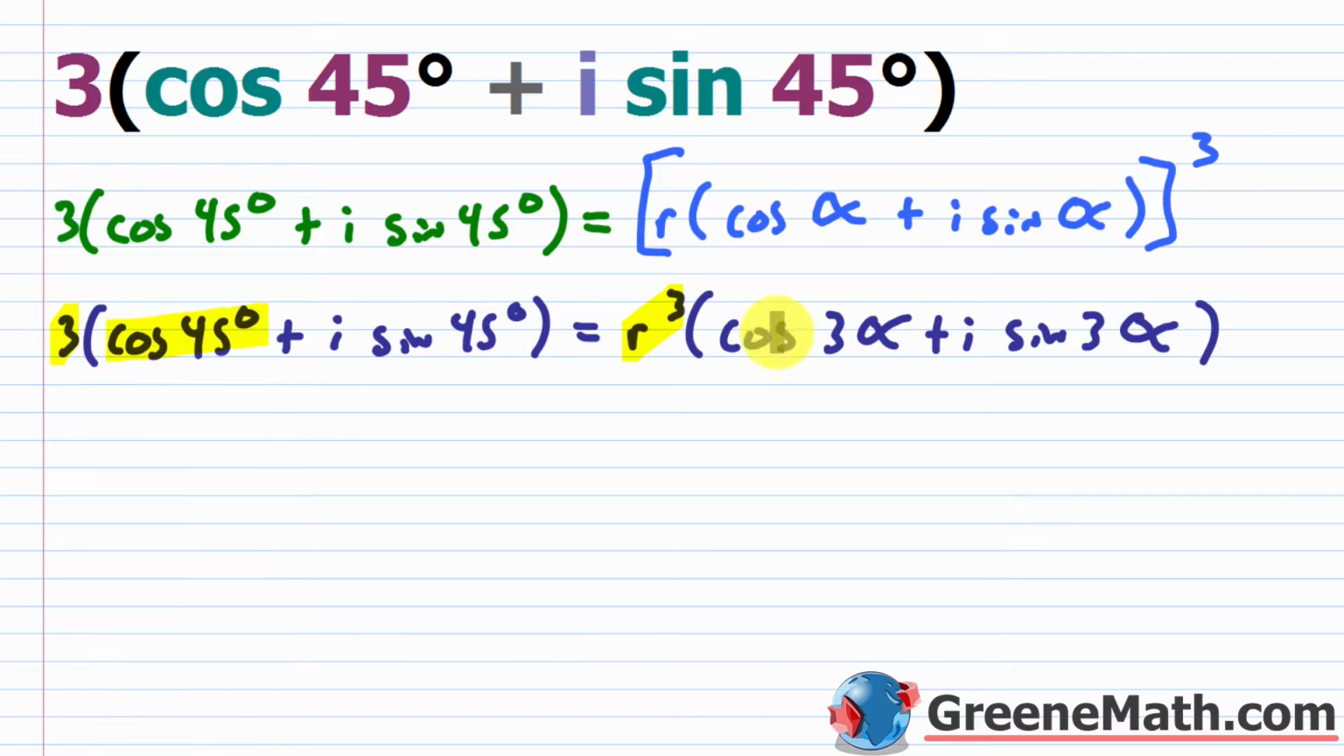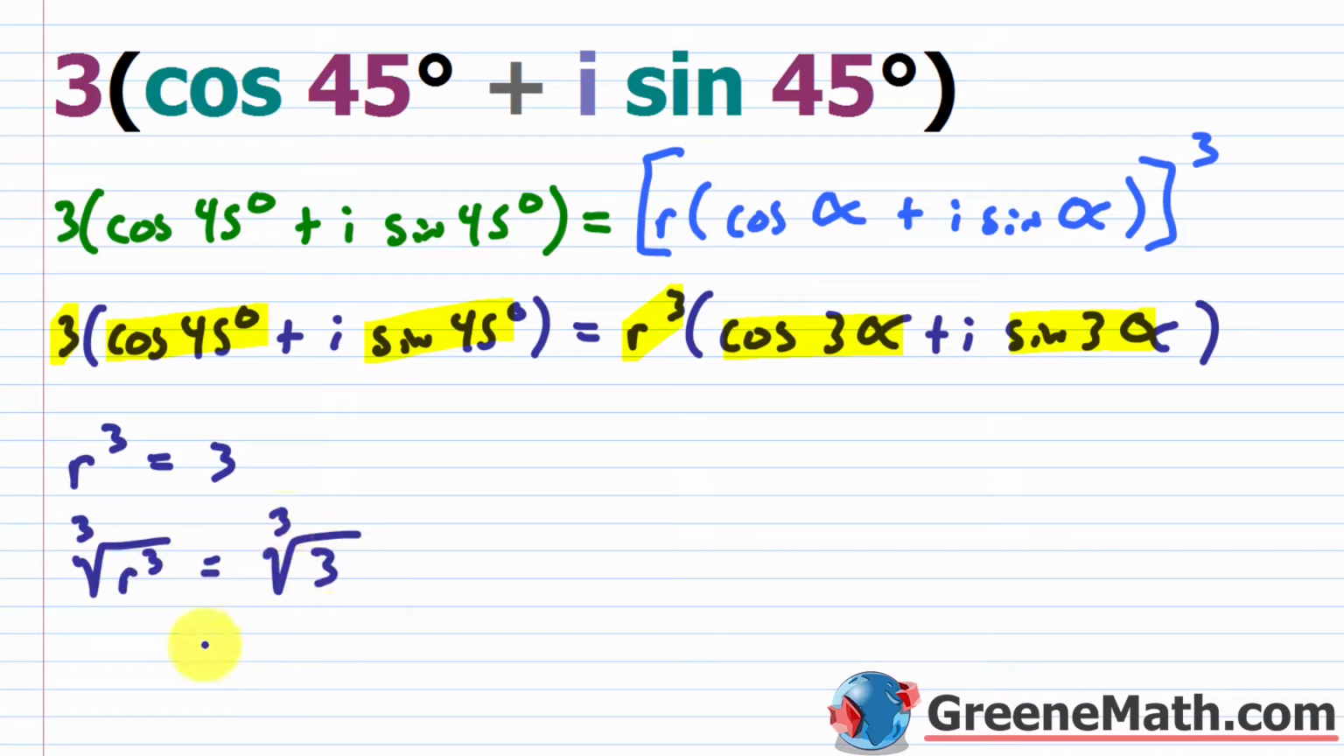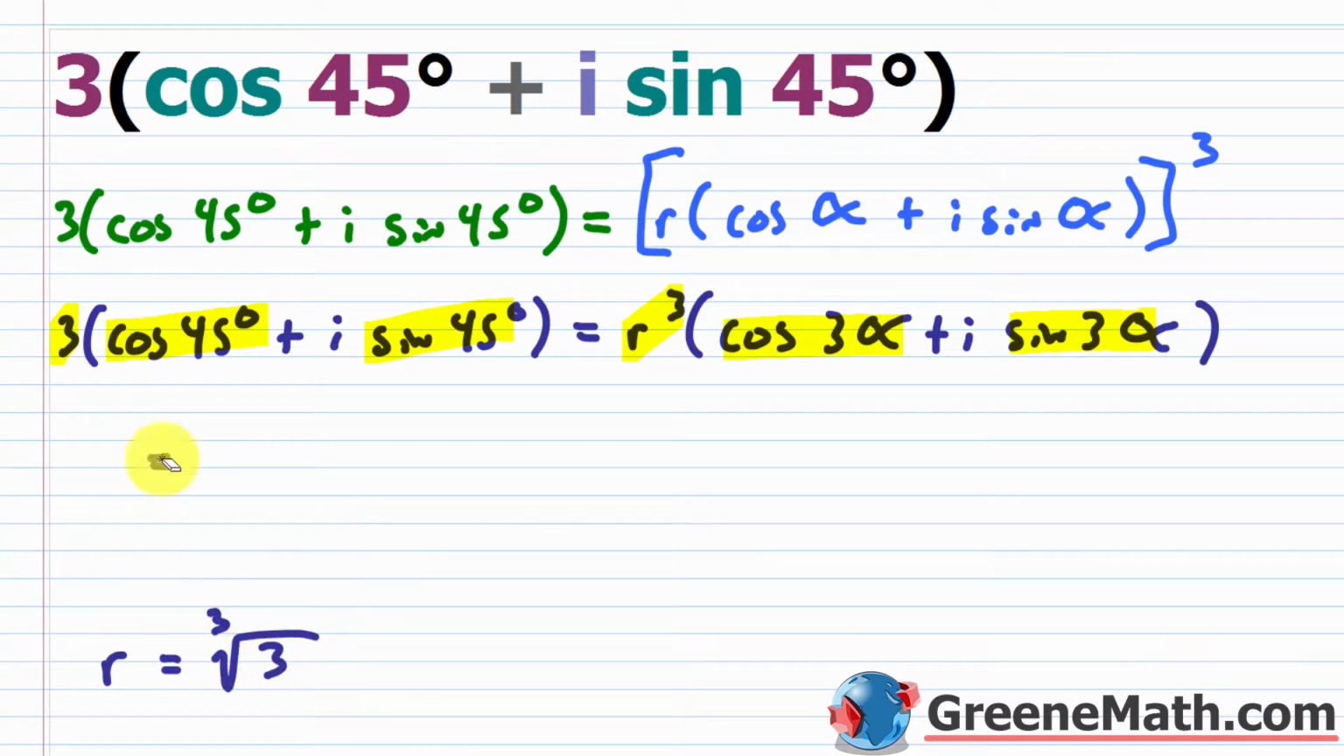And then this would have to be equal to this, and then this would have to be equal to this, okay? So in other words, r cubed would have to be equal to 3, which tells me if I take the cube root of each side, that r is going to be equal to the cube root of 3. Okay, and we'll see this in our little formula in a moment. For right now, this is what we have.